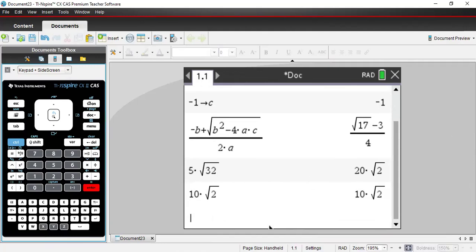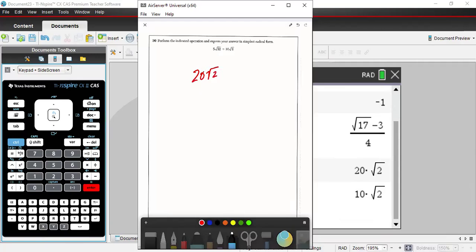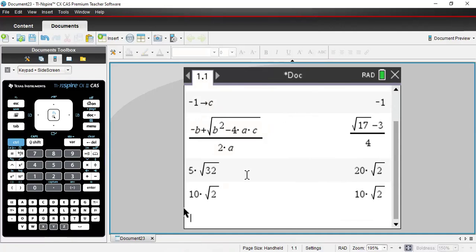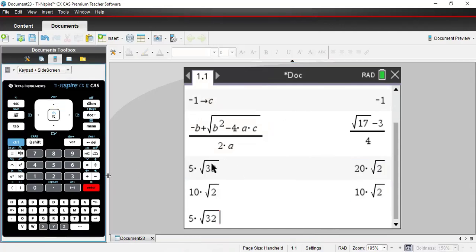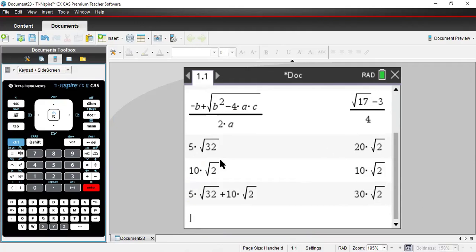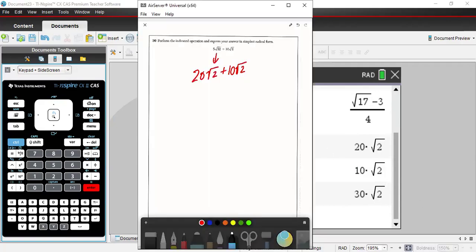So now on my iPad, underneath 5 square root of 32, I put 20 square root of 2, and underneath 10 square root of 2, I'm just going to put 10 square root of 2 because I can't simplify that. Now I'm just going to add these two numbers together, and it will simplify it. So it says 30 square root of 2. So I go here, and I just put equals 30 square root of 2.